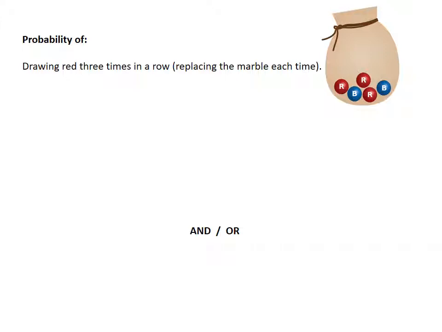Okay, looking at this little bag of marbles, what is the probability of drawing red 3 times in a row? Now we're going to replace that marble every time, so it's the same odds, and so one event does not affect the other. We're still talking about independent events. The odds of getting red, well, there's 3 of them in the bag out of a total of 5. The odds of getting blue is 2 out of 5. So we'll start with that, just our basic odds.